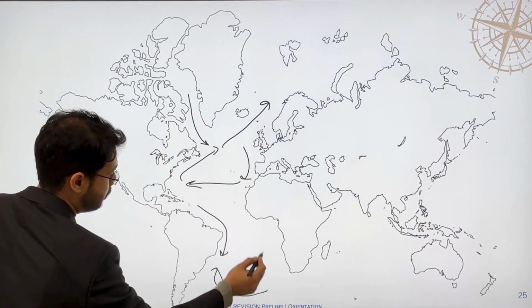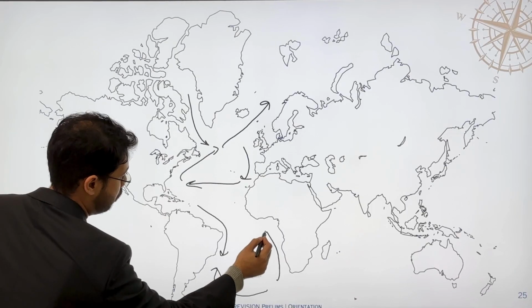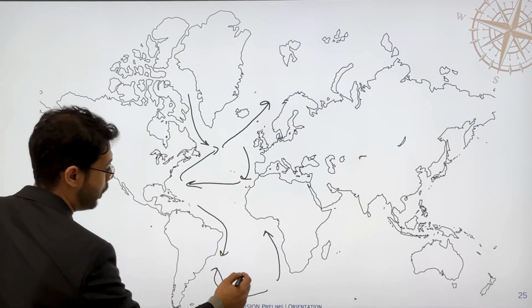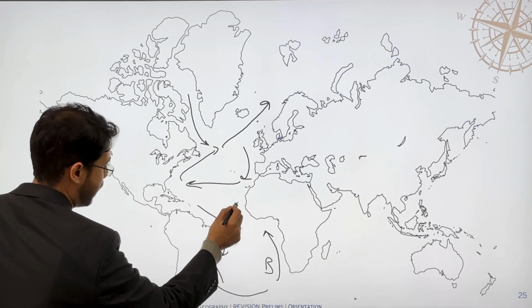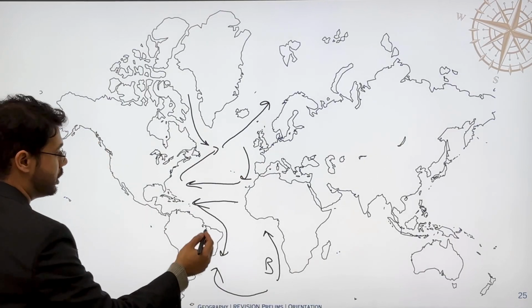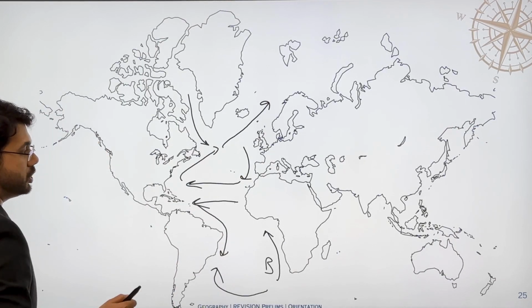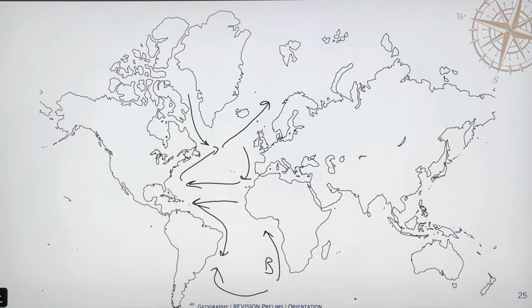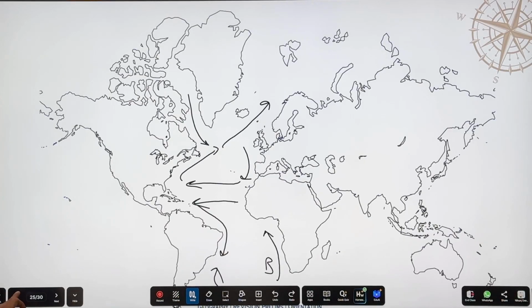A cold current is coming from here, the Benguela current, and a South Equatorial countercurrent is flowing here. So this completes the South Atlantic gyre. You need to practice this more and more in order to understand how this forms.